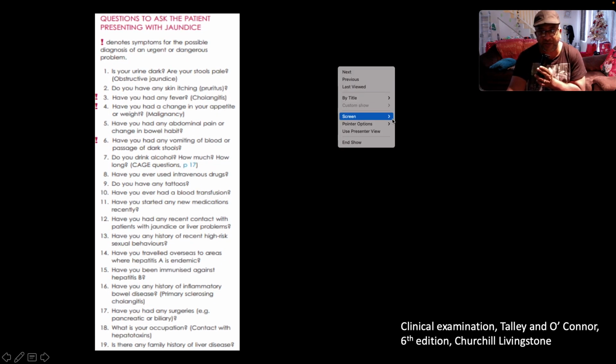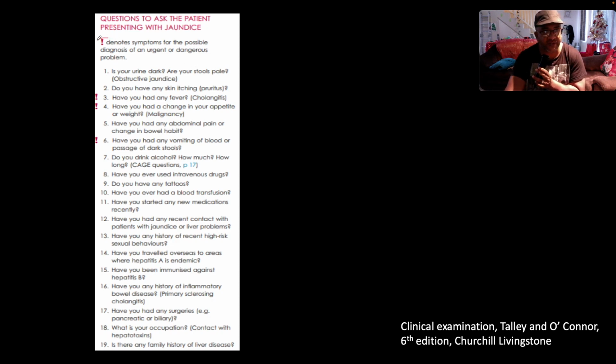Now, from the history, what are very important questions to ask a patient who has jaundice? Let's cover the red flags first. Have you had any fever, which may allude to cholangitis? Have you had a change in your appetite or weight, which is a harbinger for malignancy? Have you had any vomiting of blood or passage of dark stools, which speaks to upper GI bleed, hematemesis and melena, from varices on the back of cirrhosis with portal hypertension?